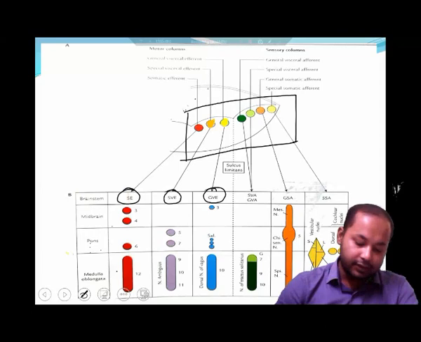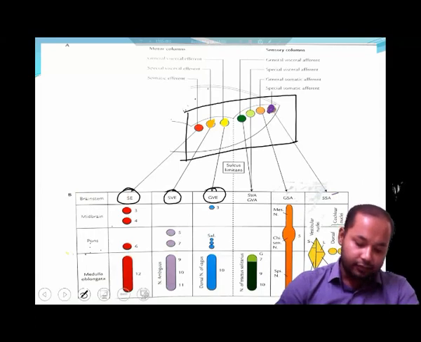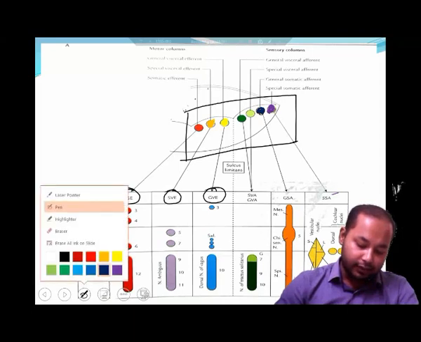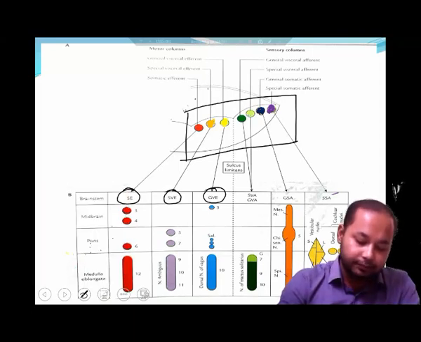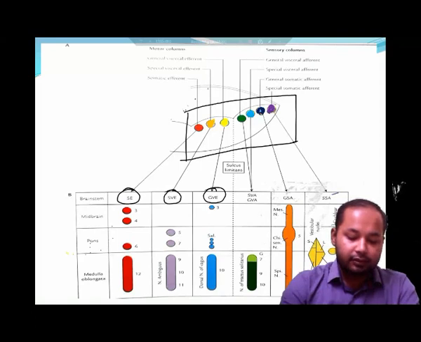I will use the violet color for the lateral most, then lateral to that the dark blue, then the light blue color, and then the green color. This is the indigo color, okay.